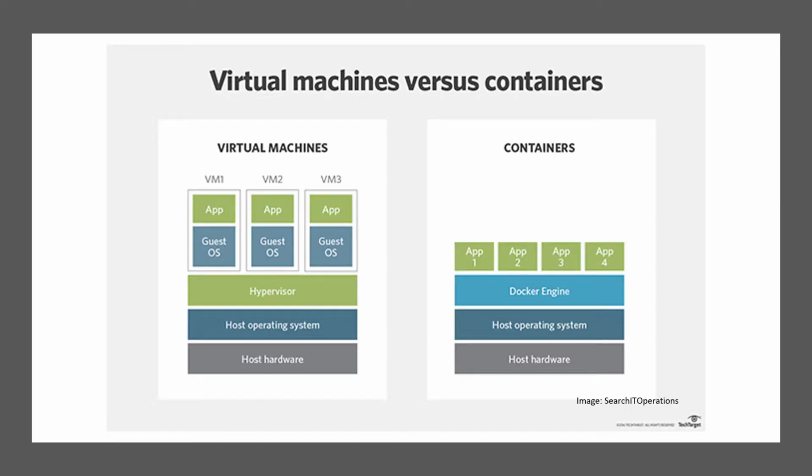So how it works is on each computer you'll need to install a Docker engine, and then once you have the engine you can start creating containers or downloading containers from online repositories.